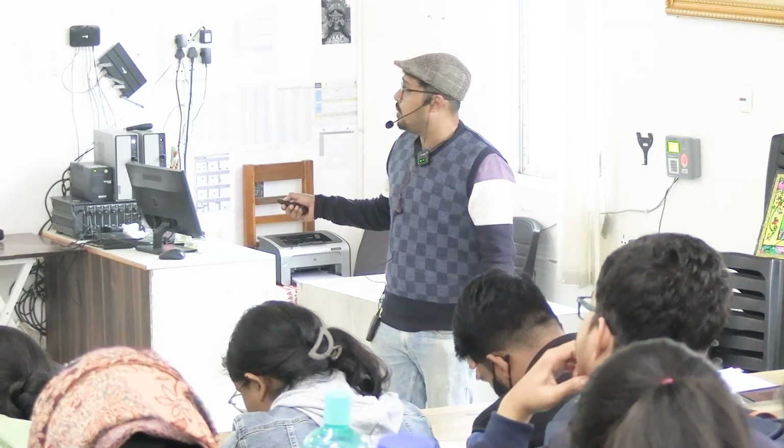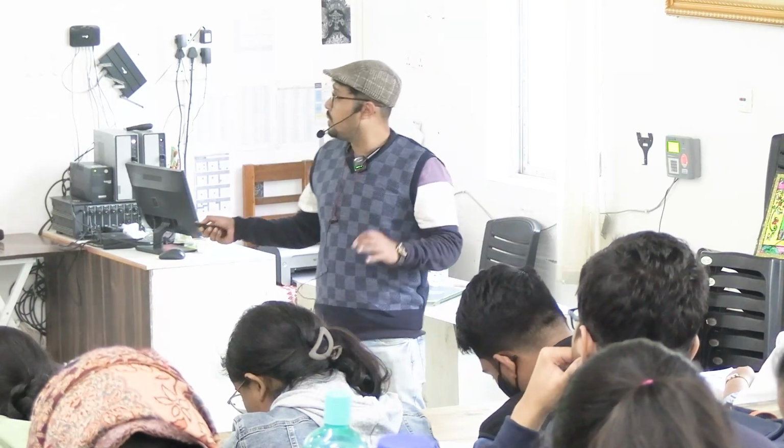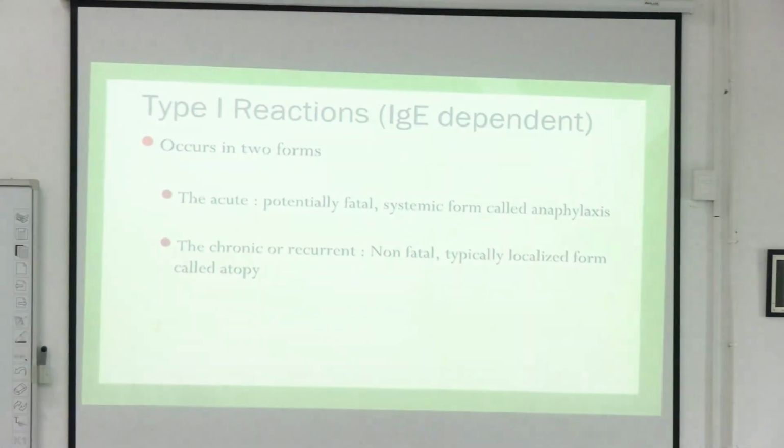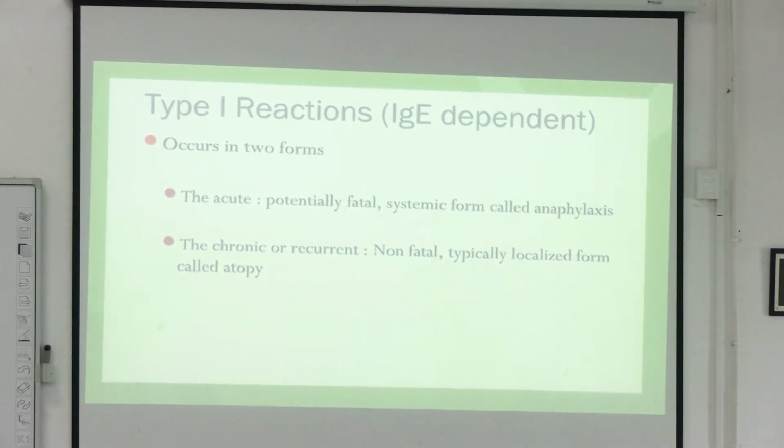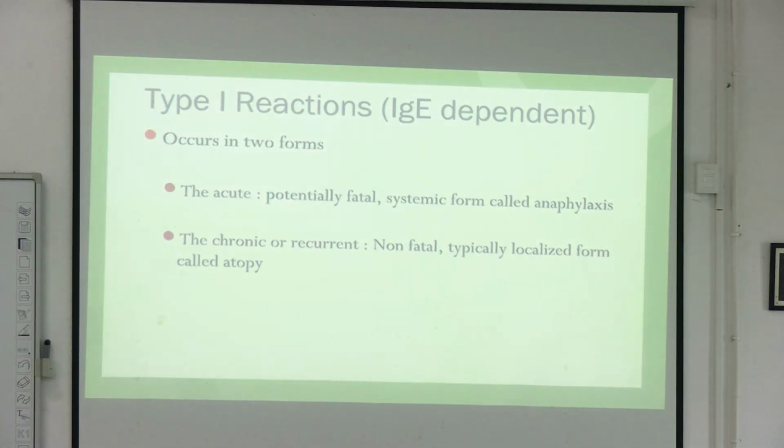The chronic or recurrent form is usually non-fatal. Most of us are actually allergic to different kinds of allergen. Some are allergic to foods, some are allergic to pollen, some are allergic to dust. Okay, these are generally non-fatal, typically localized form and called atopy, and short-lived and self-resolving. If we get back the noxious stimuli or allergen, it will go away.